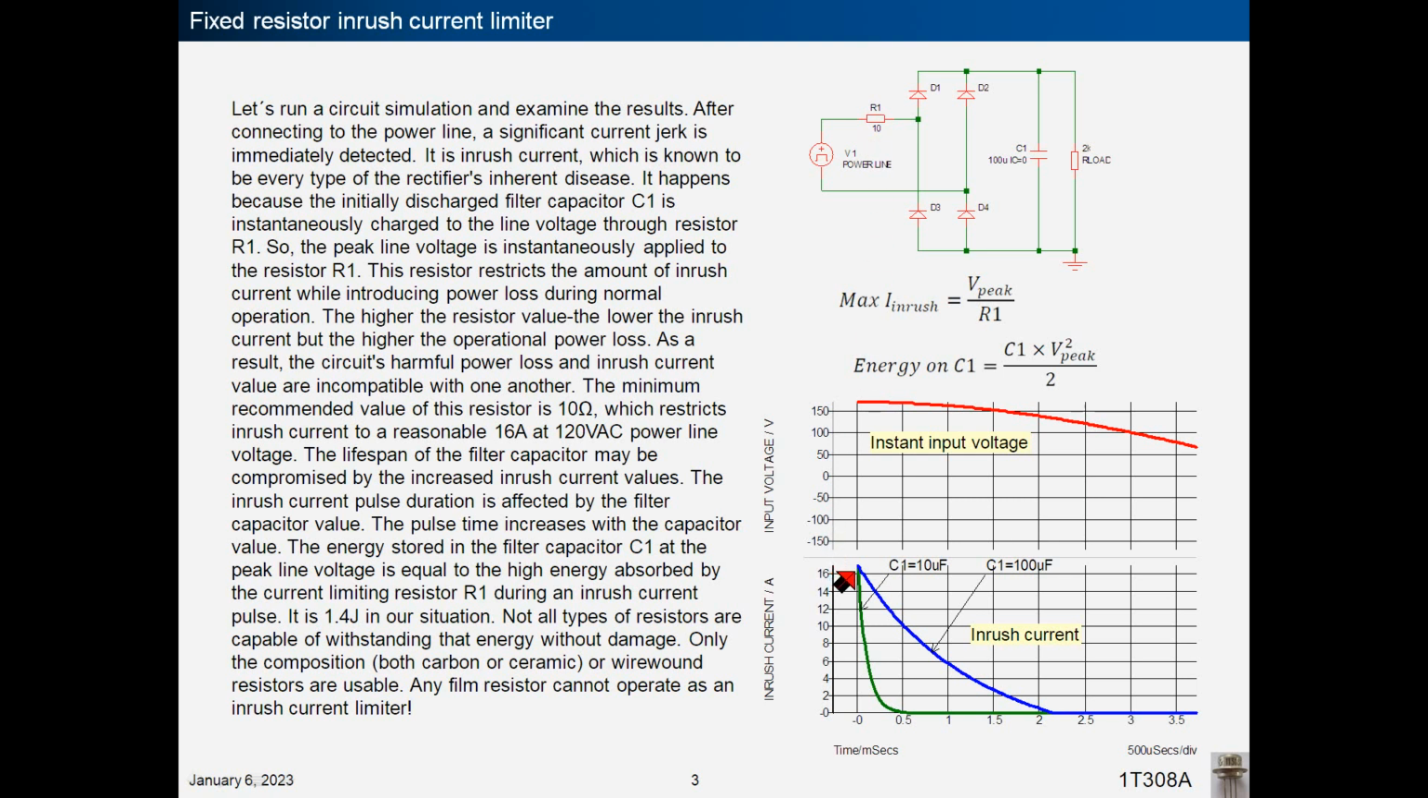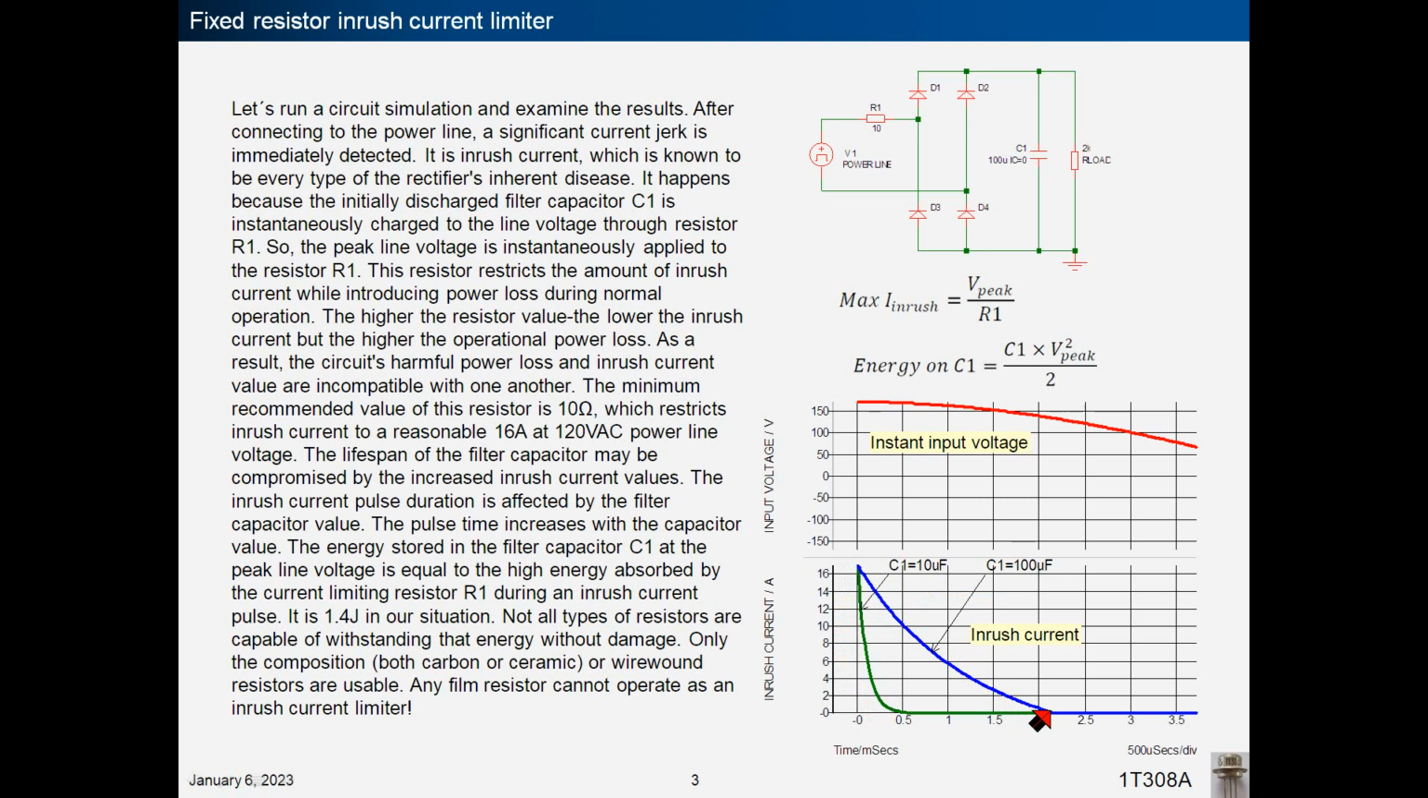16 amps is shown here. The lifespan of the filter capacitor may be compromised by the increased inrush current values. The inrush current pulse duration is affected by the filter capacitor value. The pulse time increases with the capacitor value. This inrush current pulse corresponds to a 10 microfarad filter capacitor and this to a 100 microfarad filter capacitor. It is much longer.